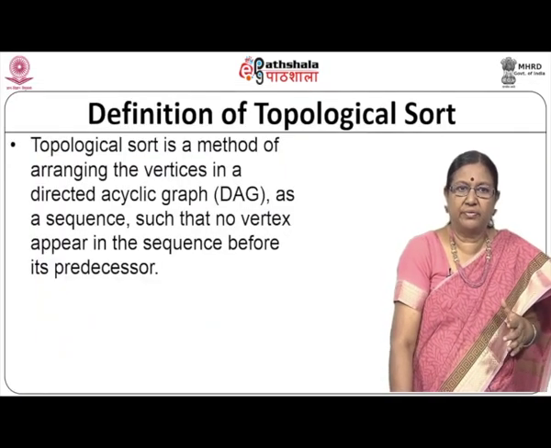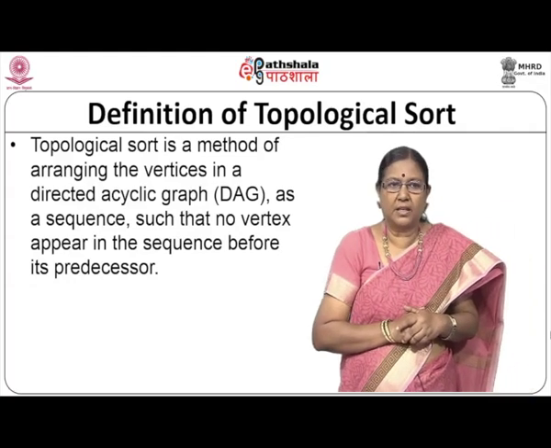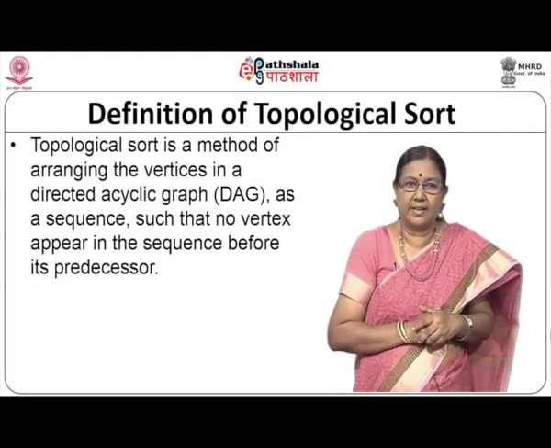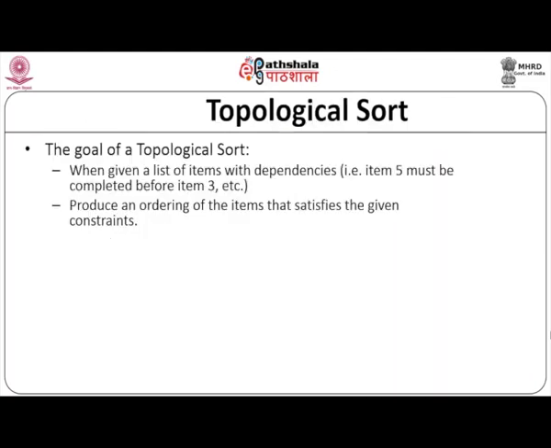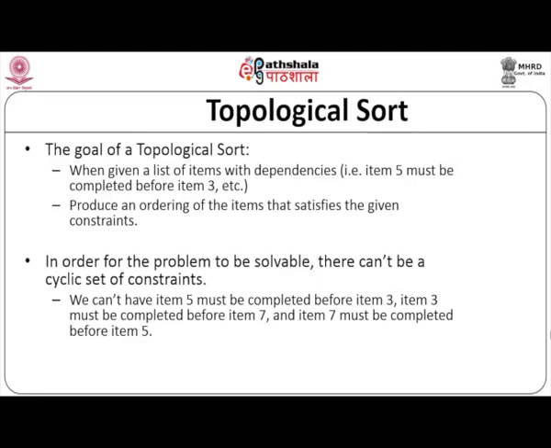The definition of a topological sort is a method of arranging the vertices in a directed acyclic graph in a sequence such that no vertex appears in the sequence before its predecessor. The goal is, when given a list of items with dependencies, to produce an ordering of items that satisfies the given constraints, that is all. In order for the problem to be solvable, as we have already described, there cannot be a cyclic set of constraints.